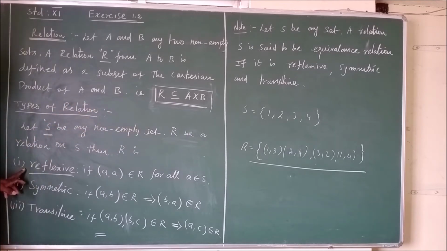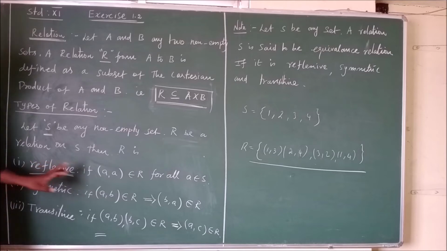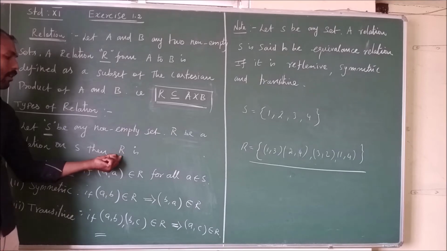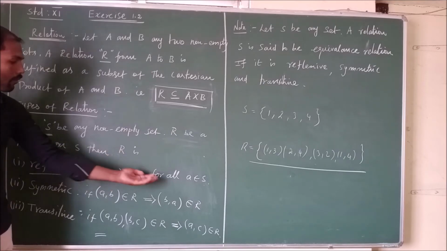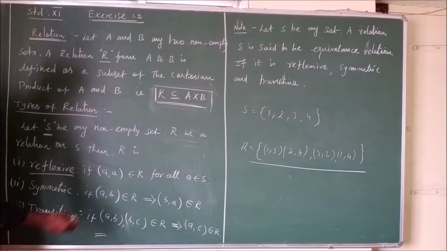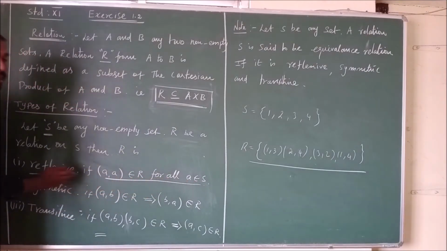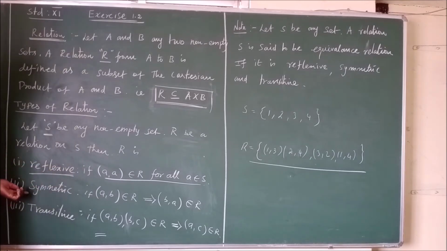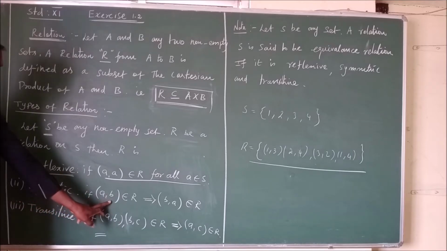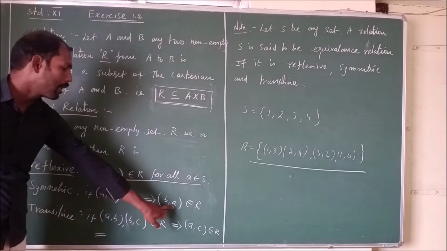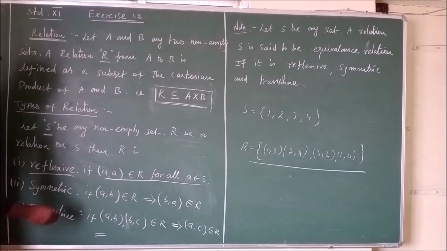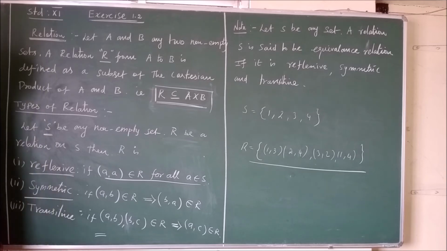First one is reflexive. Reflexive means (a, a) belongs to R for all a belonging to S. If it satisfies this condition, it is called reflexive. The second one is symmetric: if (a, b) belongs to R, then (b, a) belongs to R. If the relation satisfies this condition, it is called a symmetric relation.